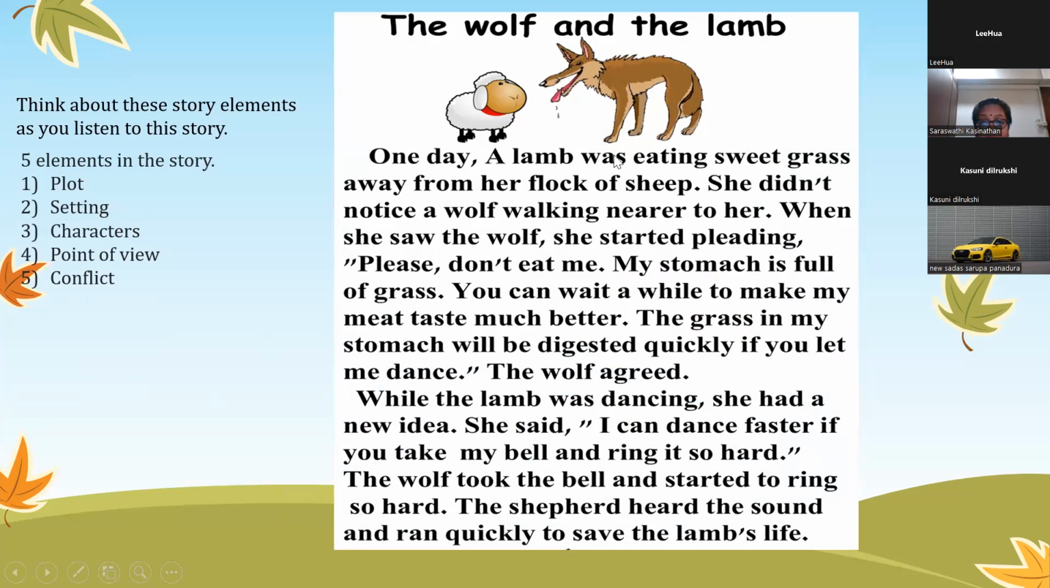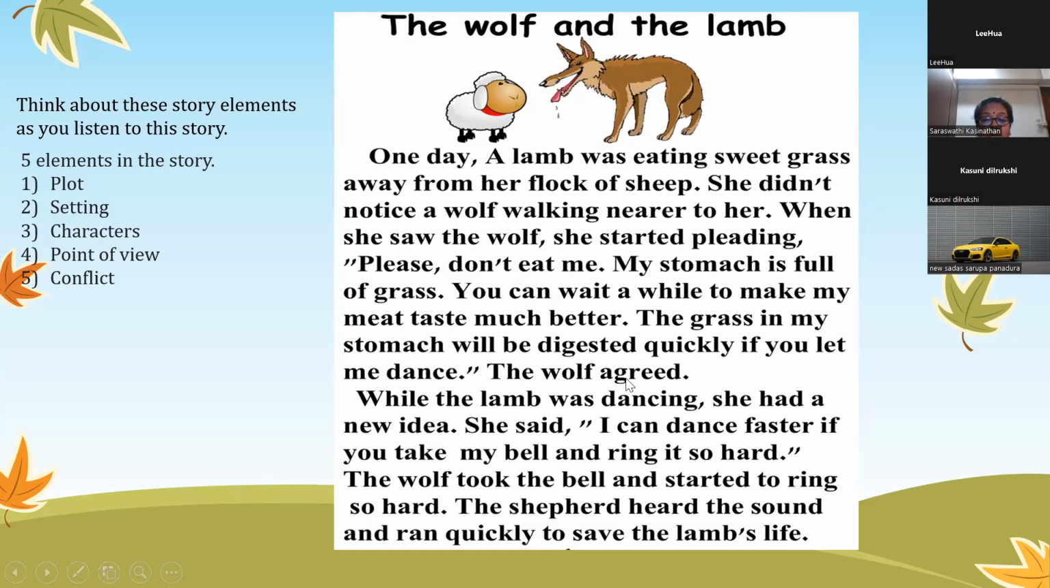One day, a lamb was eating sweet grass away from her flock of sheep. She didn't notice a wolf walking nearer to her. When she saw the wolf, she started pleading. See, Uditya, you are right. Correct. She started telling, right? So you are right. So please don't eat me. My stomach is full of grass. You can take a while to make my meat taste much better. The grass in my stomach will be digested quickly if you let me dance.